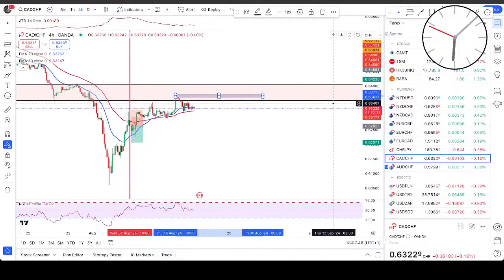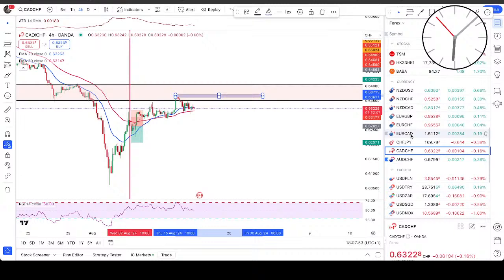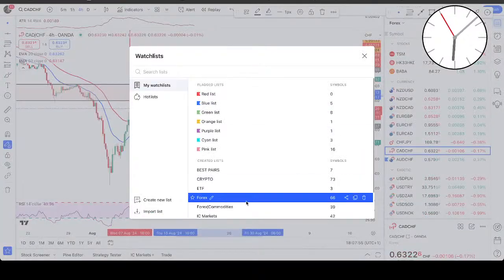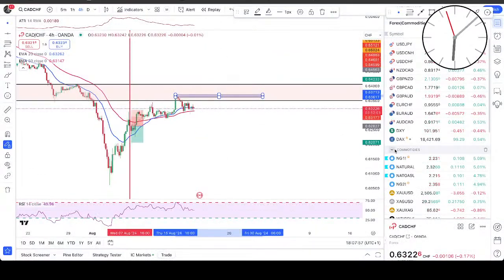CAD CHF, look for the double top. Just mentioning it if you have missed it. Otherwise, there are not many opportunities except these two.